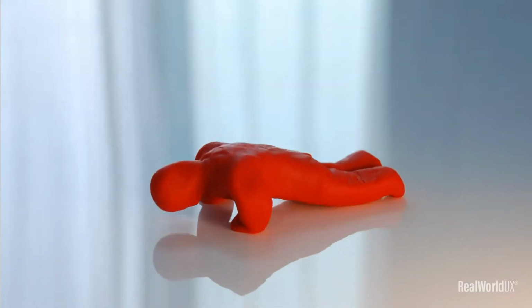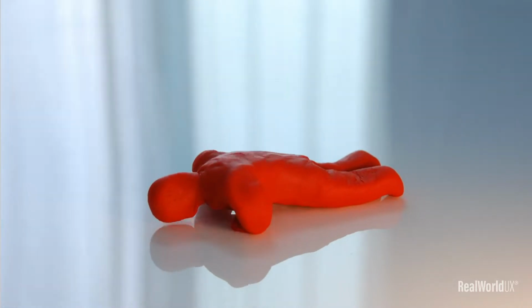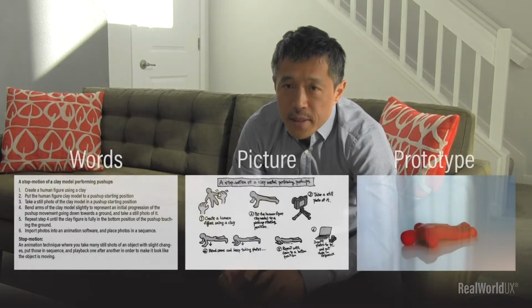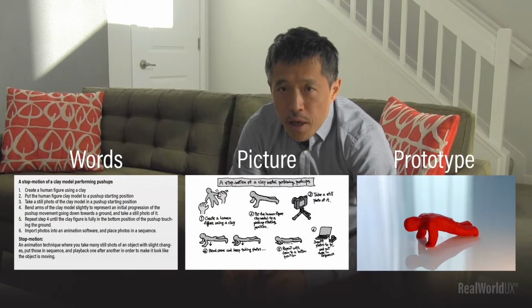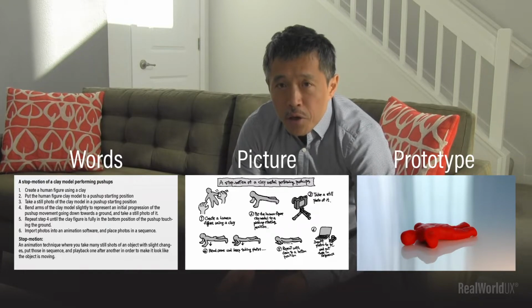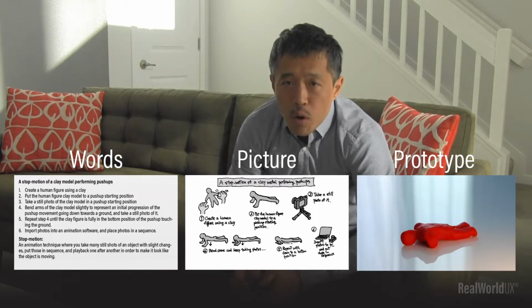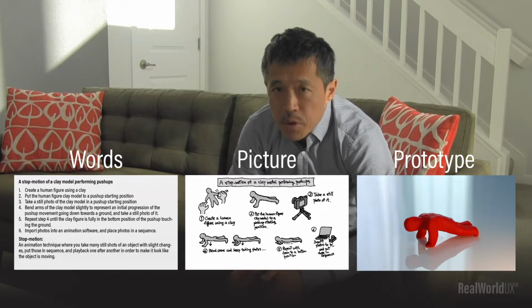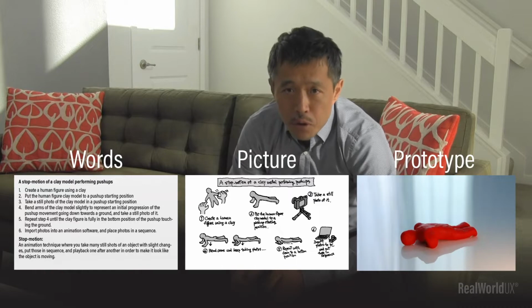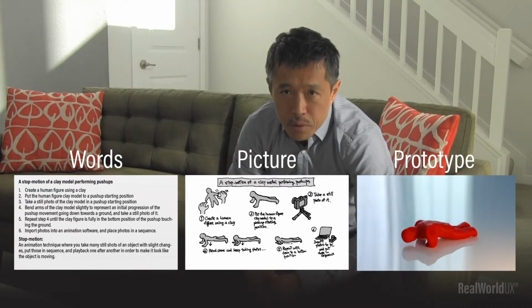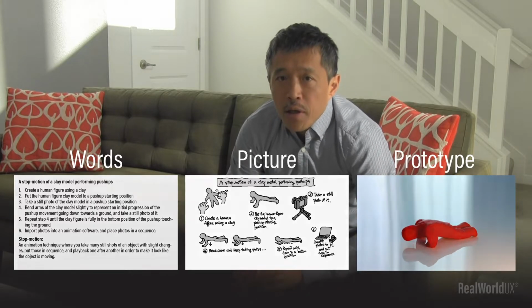So here's a prototype of a clay model stop motion. As you can see, it immediately gives you a live, vivid impression, including the color, the texture, the motion, and so on. I wanted to really highlight the differences between words, picture, and a prototype through a very straightforward, simple example to really make the point clearer.